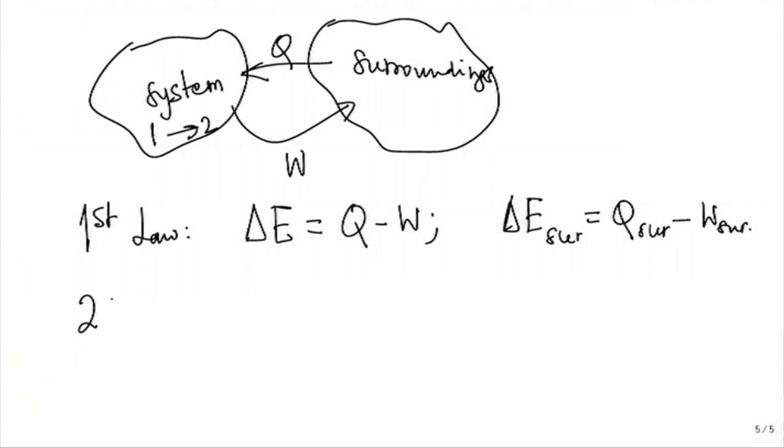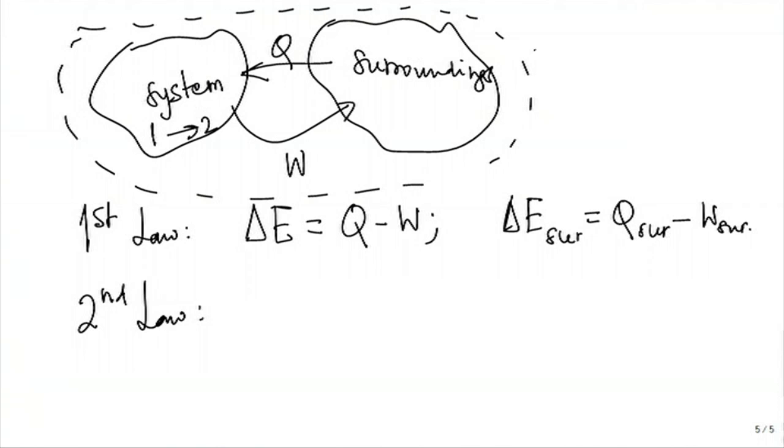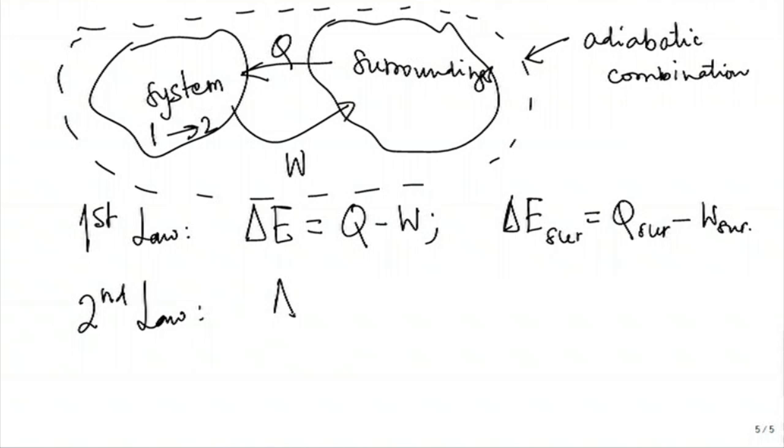The second law would say, under the assumption that the system and surroundings together form an adiabatic combination, that means this super system shown by this dotted line would be an adiabatic system. And because it is an adiabatic system, the second law would say that delta S of this adiabatic system would be greater than or equal to 0. So, that will give us delta S system plus delta S surroundings should be greater than or equal to 0.